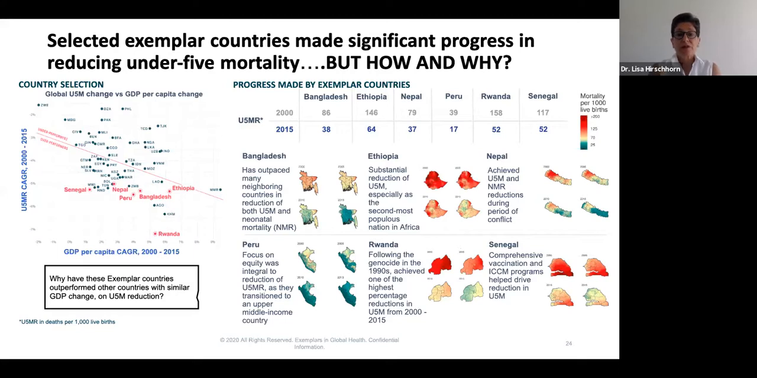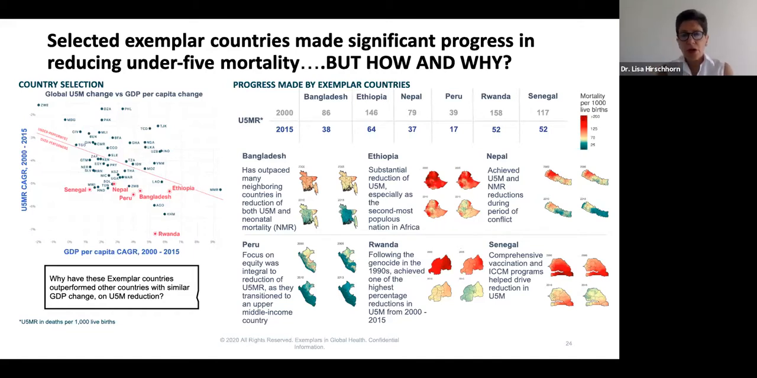These are maps that were developed for us by Simon Hayes' group at IHME. And what you can see here is that not only did they drop under 5 mortality, but in most of them, although not all, there was a fair amount of equity in terms of where that was dropped with some areas. And each one of them did this somewhat differently.